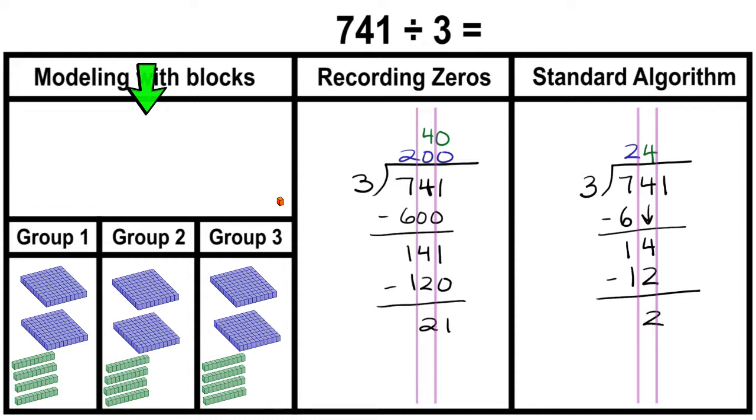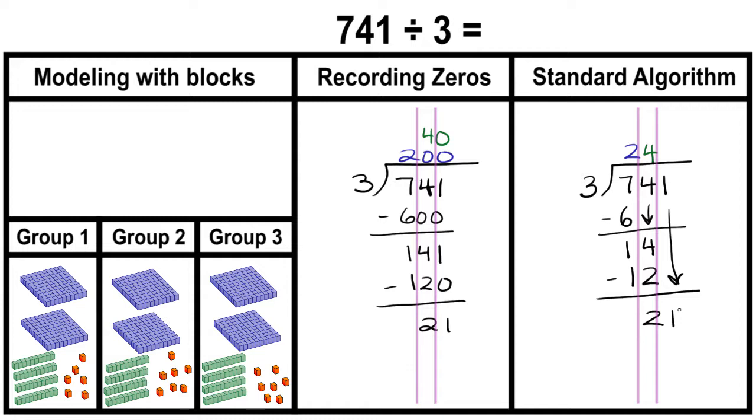Regroup the 2 tens into ones to go with the 1 you already had, making 21 ones. 21 divided into 3 groups is 7 in each group, with none left over. Divide the ones. Bring down the 1 in the ones place. This 21 is 2 tens and a 1, which is 21.